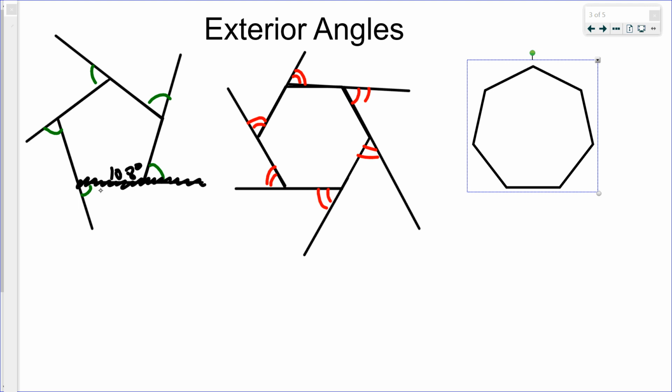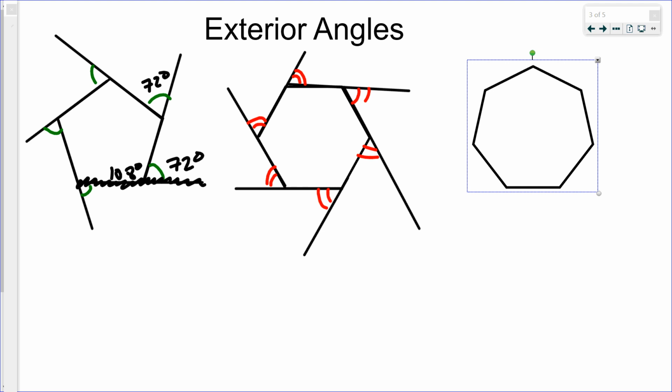My exterior angle is an extension of that side, and I just cut it. These become supplementary. They become a linear pair or a straight angle. So what I can think about is if I know the interior, I can find one exterior because it has to add to 180 degrees. So that one's 72 degrees and all the way around.